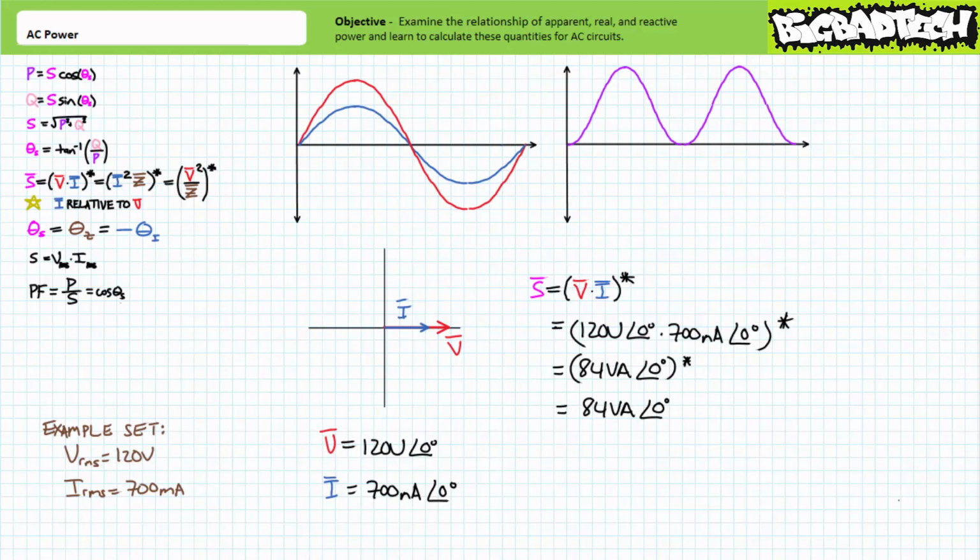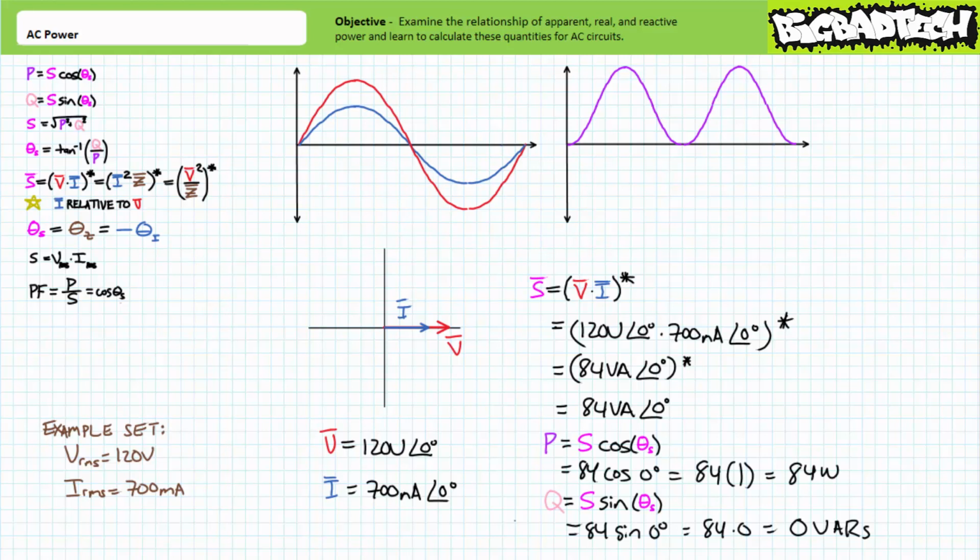Let's now resolve apparent power into real and reactive components. Real power equals the apparent power magnitude times the cosine of the apparent power angle. P equals S cosine theta s. Substituting in our given values yields real power equals 84 watts. Reactive power equals the apparent power magnitude times the sine of the apparent power angle. Q equals S sine theta s. Substituting in our given values yields a reactive power of 0 VARs.